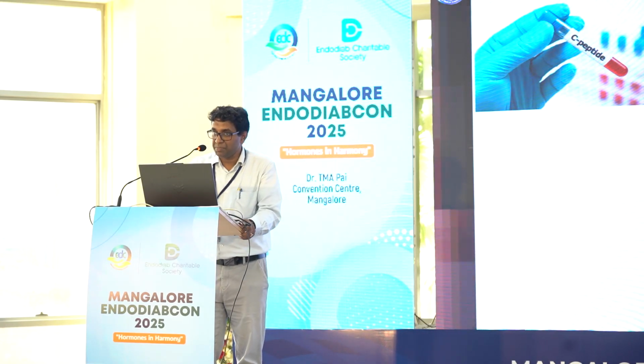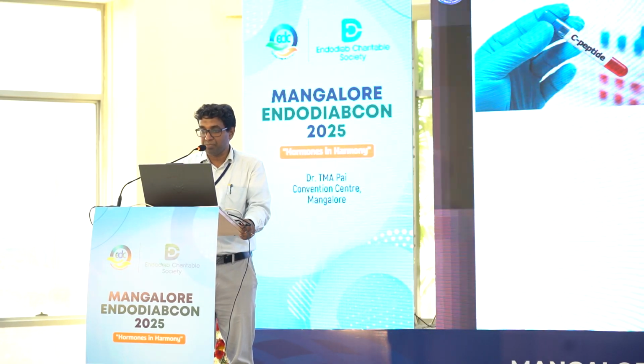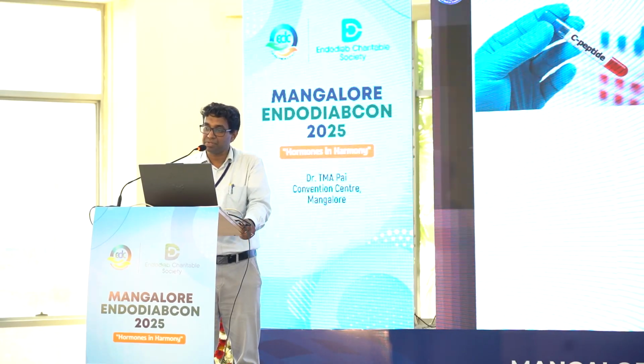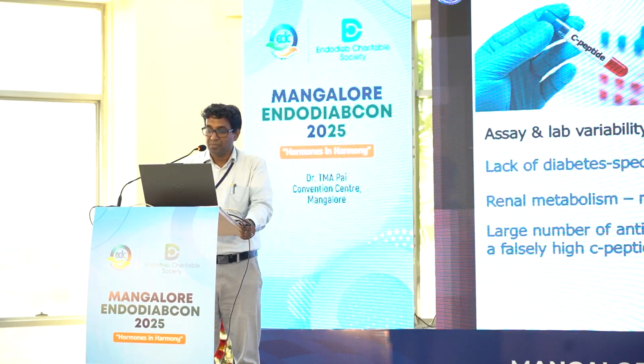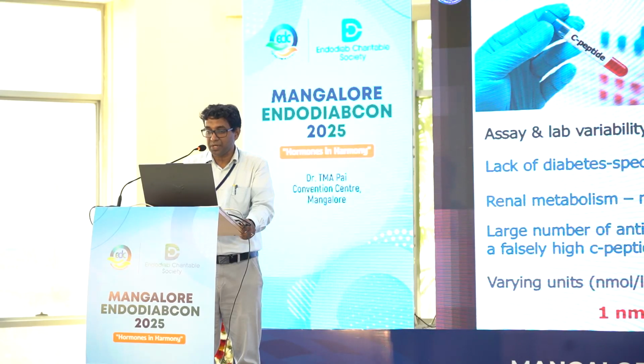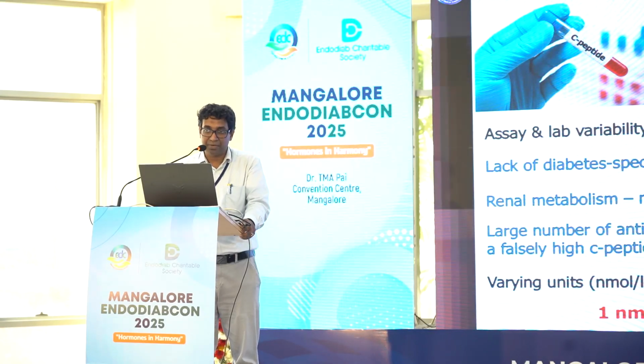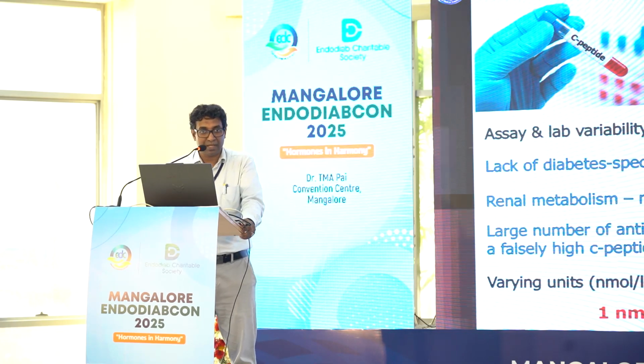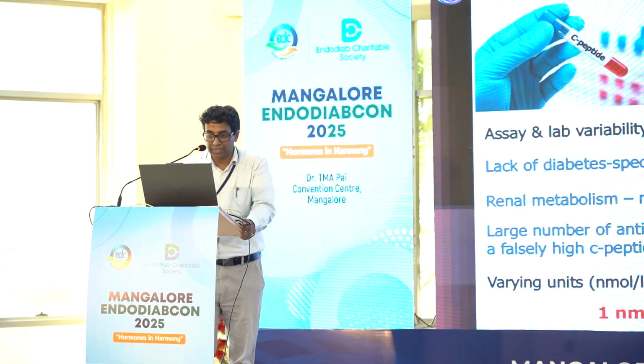Now, measuring C-peptide, we need to remember certain important points. An ideal assay should have less than 10% cross-reactivity with pro-insulin. Because of its renal metabolism, in patients with CKD, it's not a great marker. A large number of anti-insulin antibodies can actually give you a falsely high C-peptide reading. And the most important formula is at the bottom of the slide. Always look at the units.